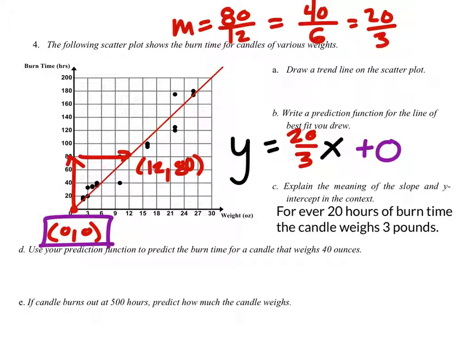Now we gotta identify the Y-intercept. If we don't burn it, it don't weigh nothing. That looks pretty good. Alright.